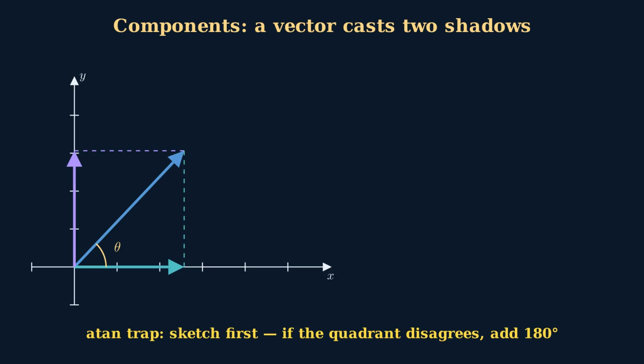But beware one classic trap. Your calculator's inverse tangent only ever answers in 2 of the 4 quadrants. So always sketch the vector first. If the signs of the components place it somewhere the calculator's angle doesn't match, add 180 degrees. The drawing is always the referee.